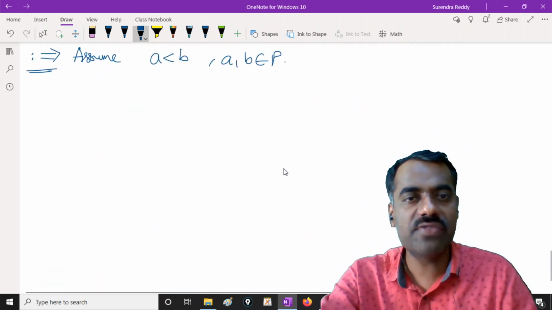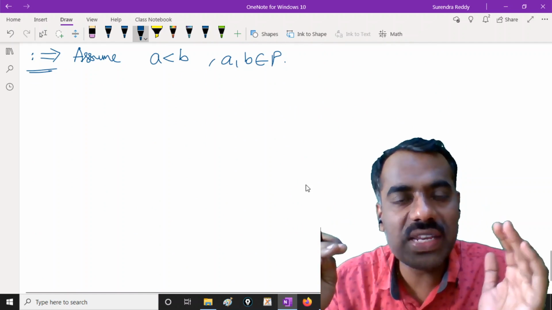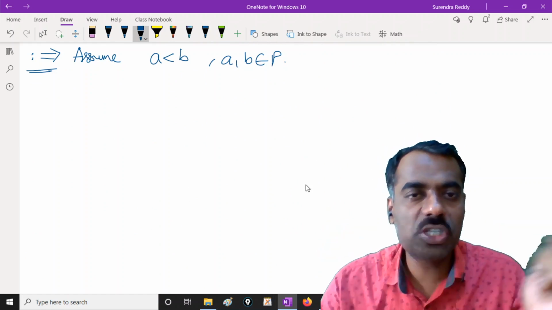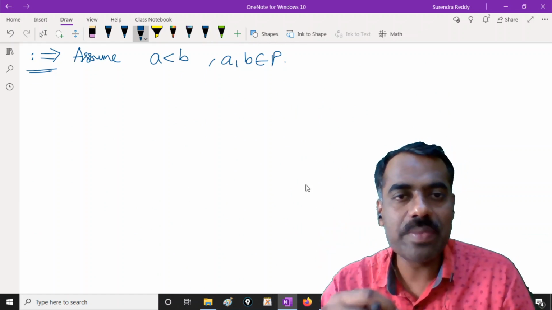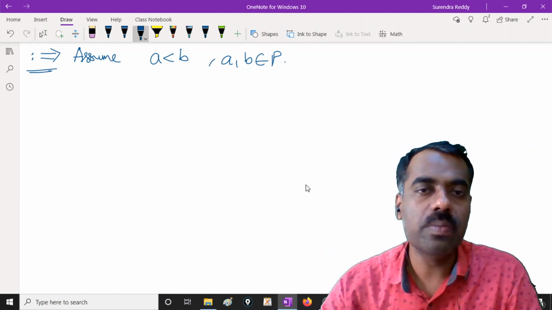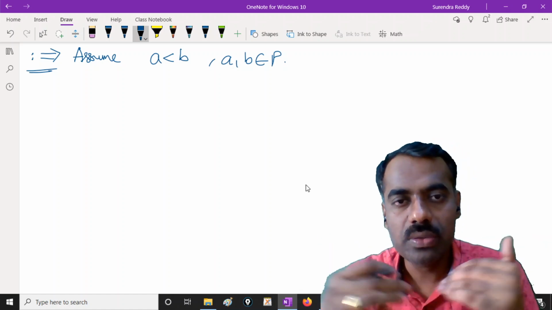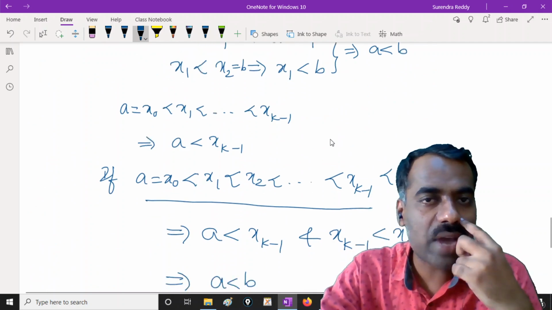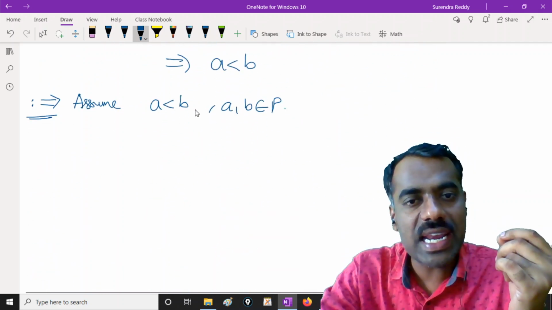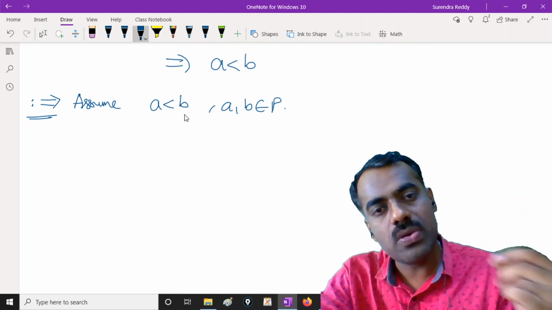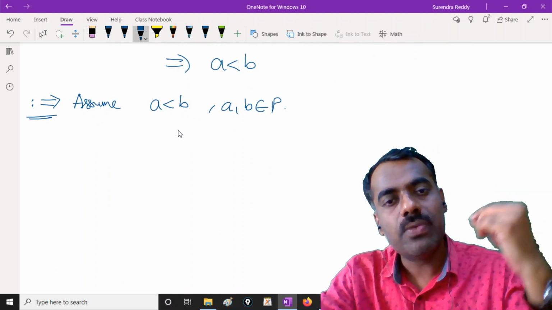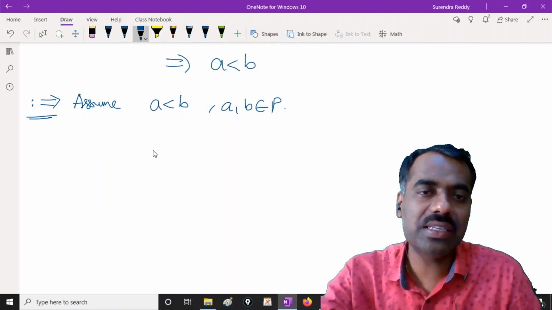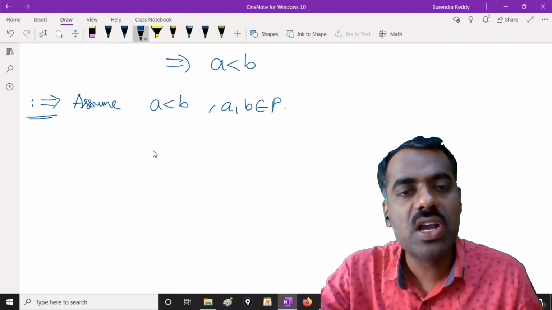How we do this is the following. The idea is very simple. We'll try to take the largest possible chain starting from a and ending at b. We are going to take that chain, and that chain will be our relation. Because a is already related with b, we will try to see what maximum chain is possible starting at a and ending at b.